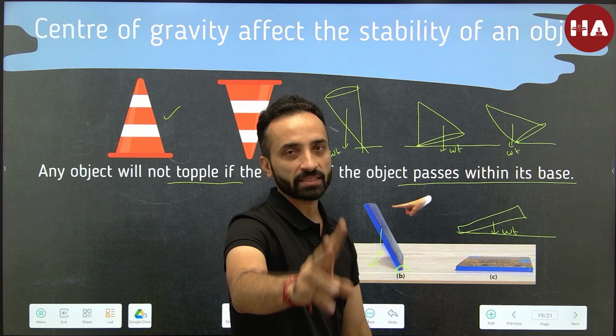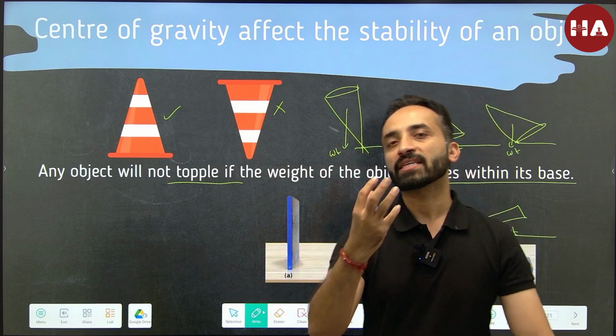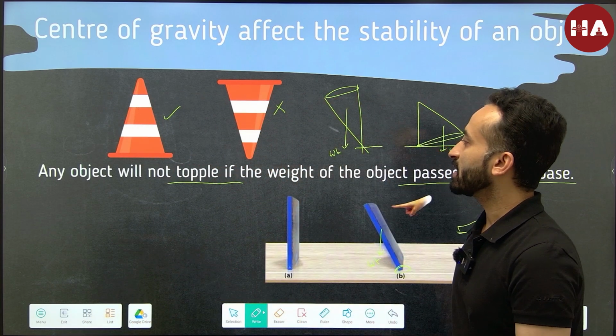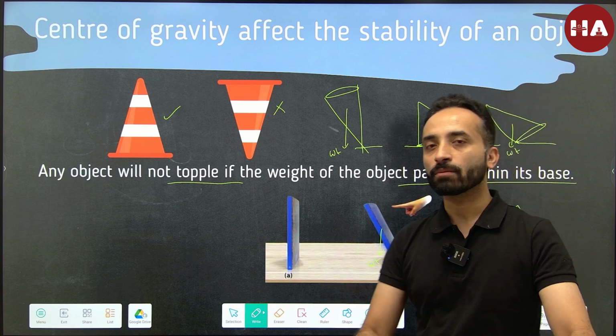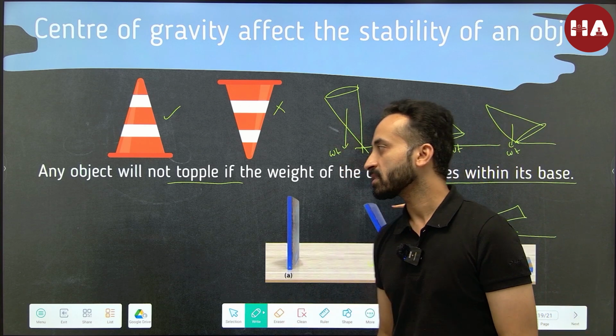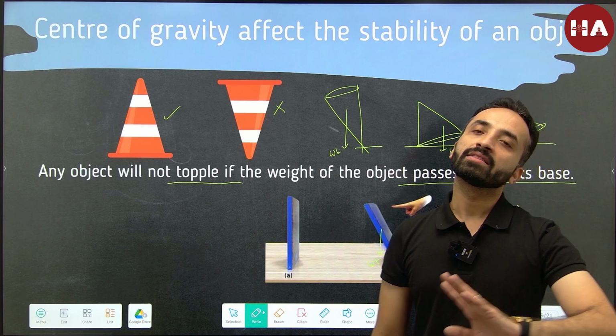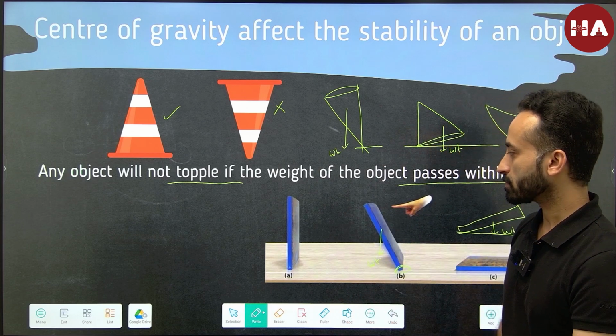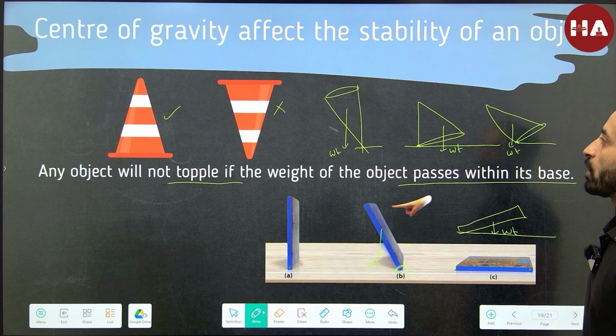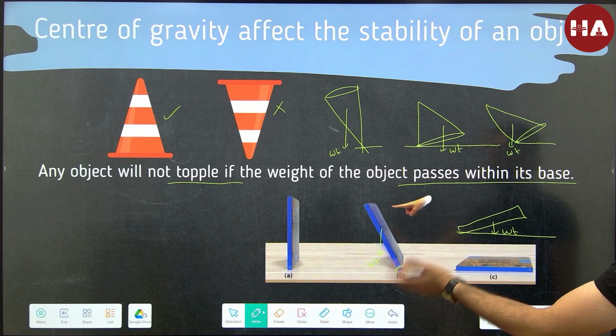Just keep two things in mind. Center of gravity is the effective point where the weight acts, and it has to be within the base if the object is not to topple. Otherwise, if it goes out of the base, then it is definitely toppling. Okay, all right, still write this one line, then we move forward.